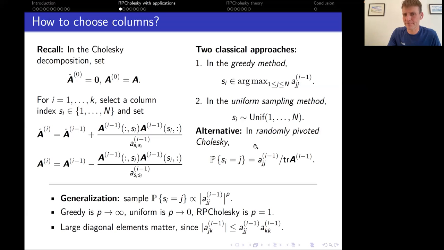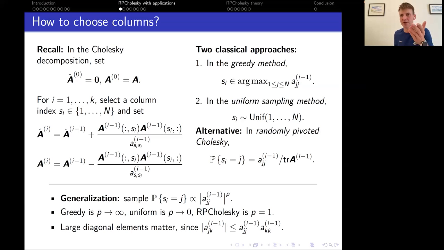Our alternative is called randomly pivoted Cholesky, where we pick the next pivot probabilistically with probabilities proportional to the diagonal entries of the residual. This is a PSD residual, so all of the diagonal entries are non-negative. So you normalize them by their sum, so it's a probability that sums to 1, and sample one of the indices according to that probability vector.